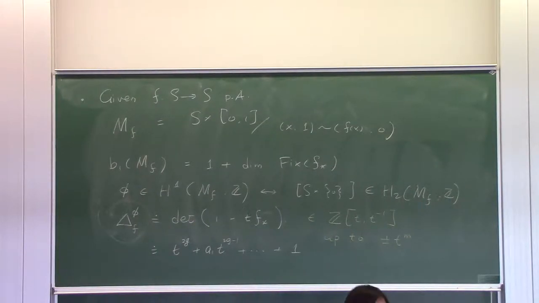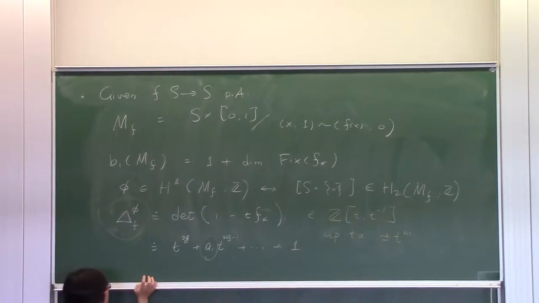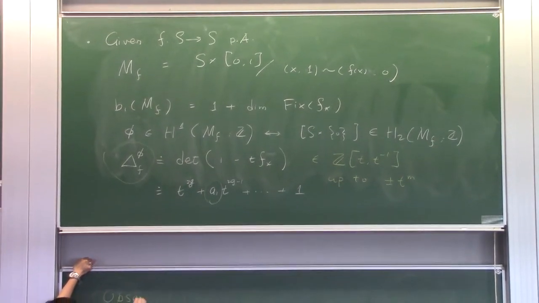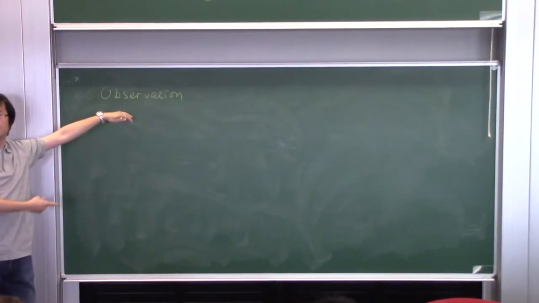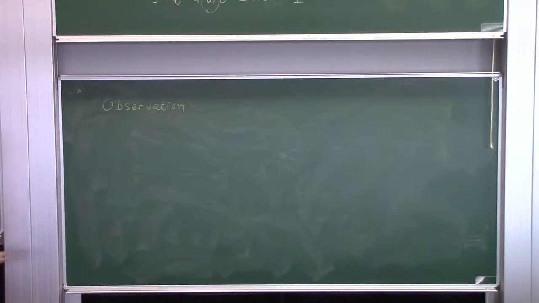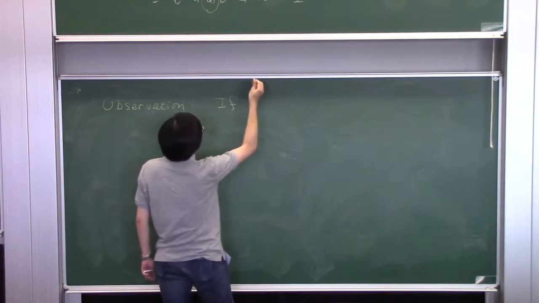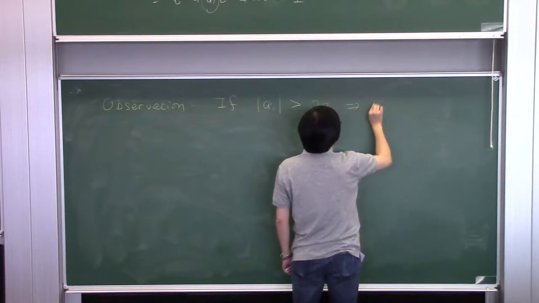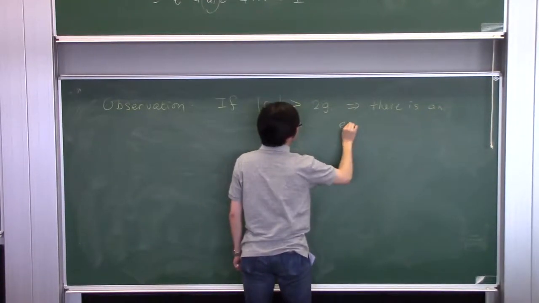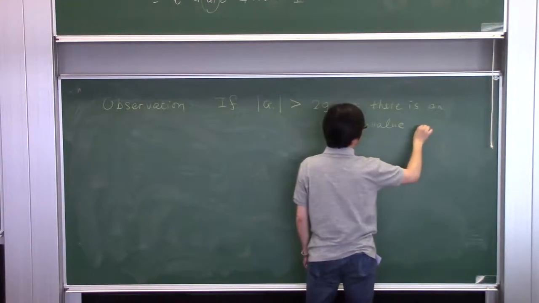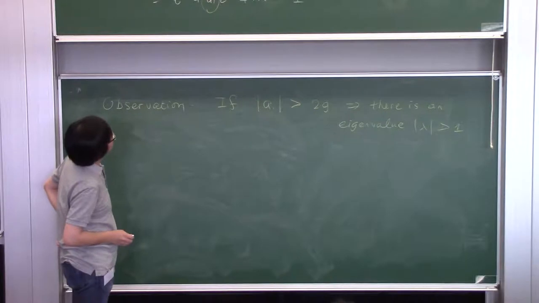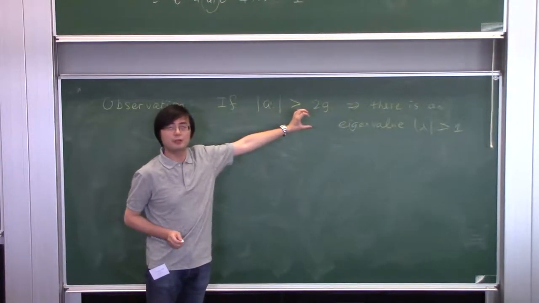Okay, so let me mention just an easy observation. You can see that if for this quantity A1, this coefficient, is greater than 2g, then you can tell that, very easy linear algebra polynomial theory. Clear enough? But the problem is that this condition is really hard to achieve.